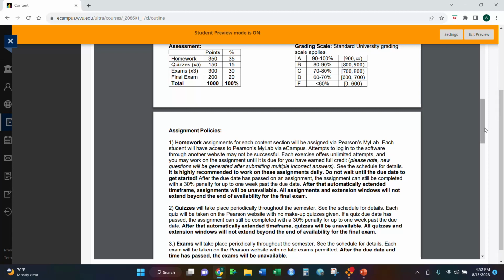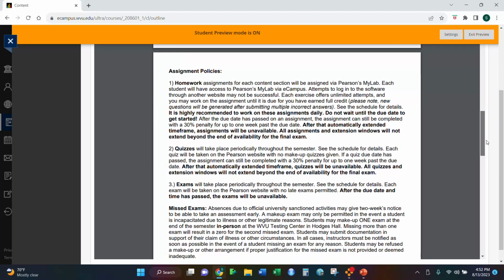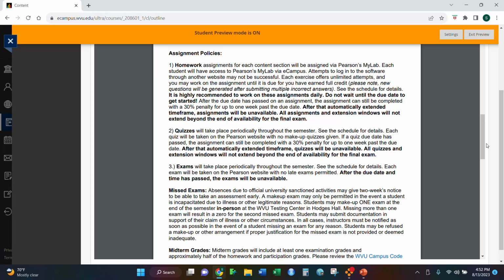I do understand sometimes life happens, things get busy. Hopefully you can get 100% on every single homework assignment, but if not, you can still have the option to complete the homework assignment for a 30% penalty.